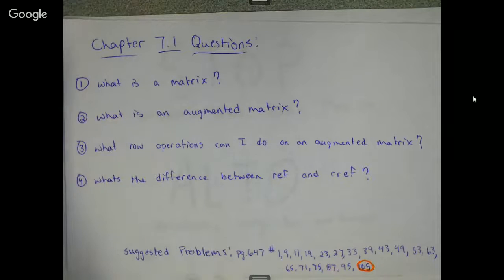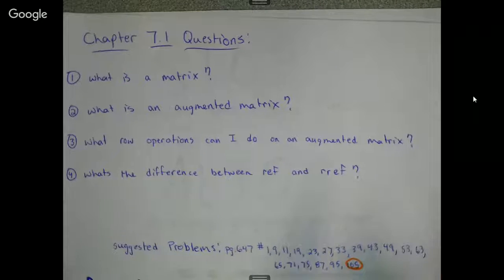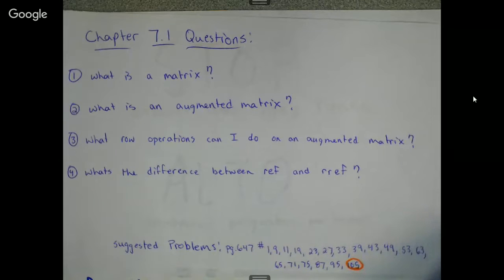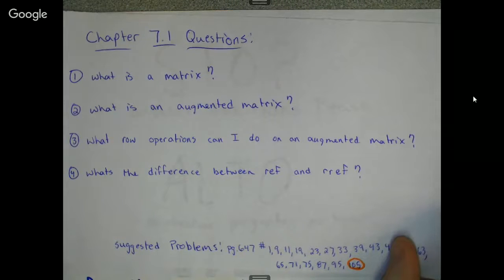Okay, so here are your chapter 7.1 questions. Okay, what is a matrix? What is an augmented matrix? What row operations can I do on an augmented matrix? And what's the difference between REF and RREF? You might want to go ahead and put the steps down for REF and RREF just to make sure you have it. Here are some suggested problems that I want to go ahead and give to you. 105 is your challenge problem. It just might show up on a bonus on the test or something like that.